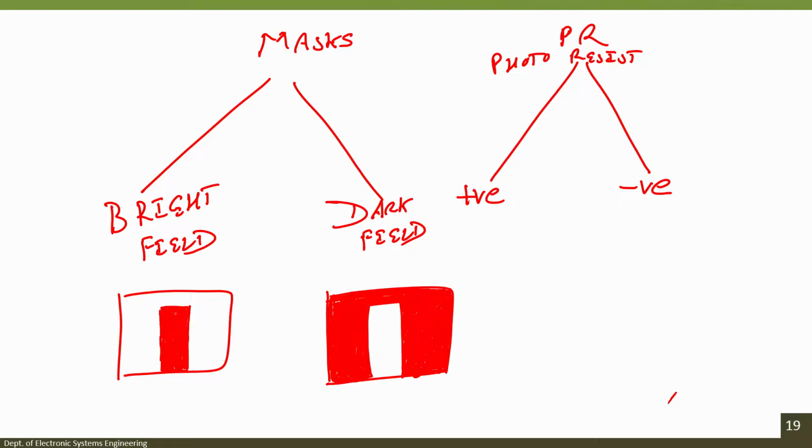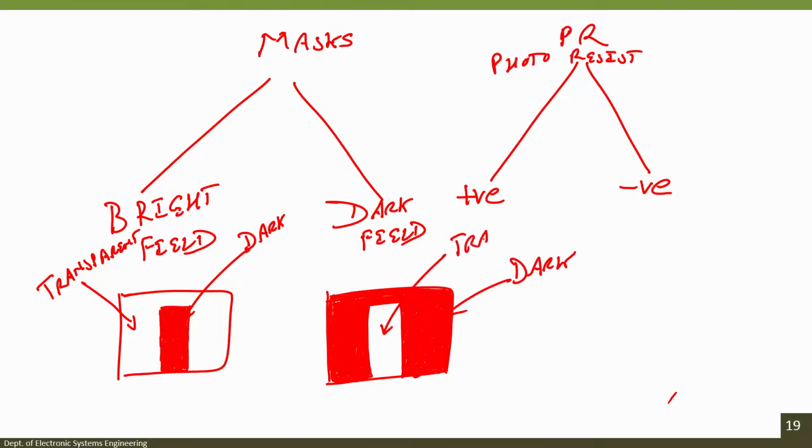What you see here and here is that here the field is bright. You see this field is transparent, right, and the pattern is dark. Field is transparent, pattern is dark. In this case, field is dark, pattern is transparent. You understood? That is why this is a bright field mask and this one is a dark field mask. You got it? Bright field and dark field.